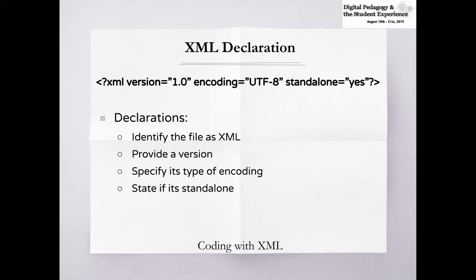The declaration statement identifies the file as XML with a specific type of encoding. The statement also appears on the first line of the XML with no spaces before it. The standalone attribute distinguishes if the file is independent or dependent on another. The standalone attribute is set to no if it is dependent, and yes if it is independent.